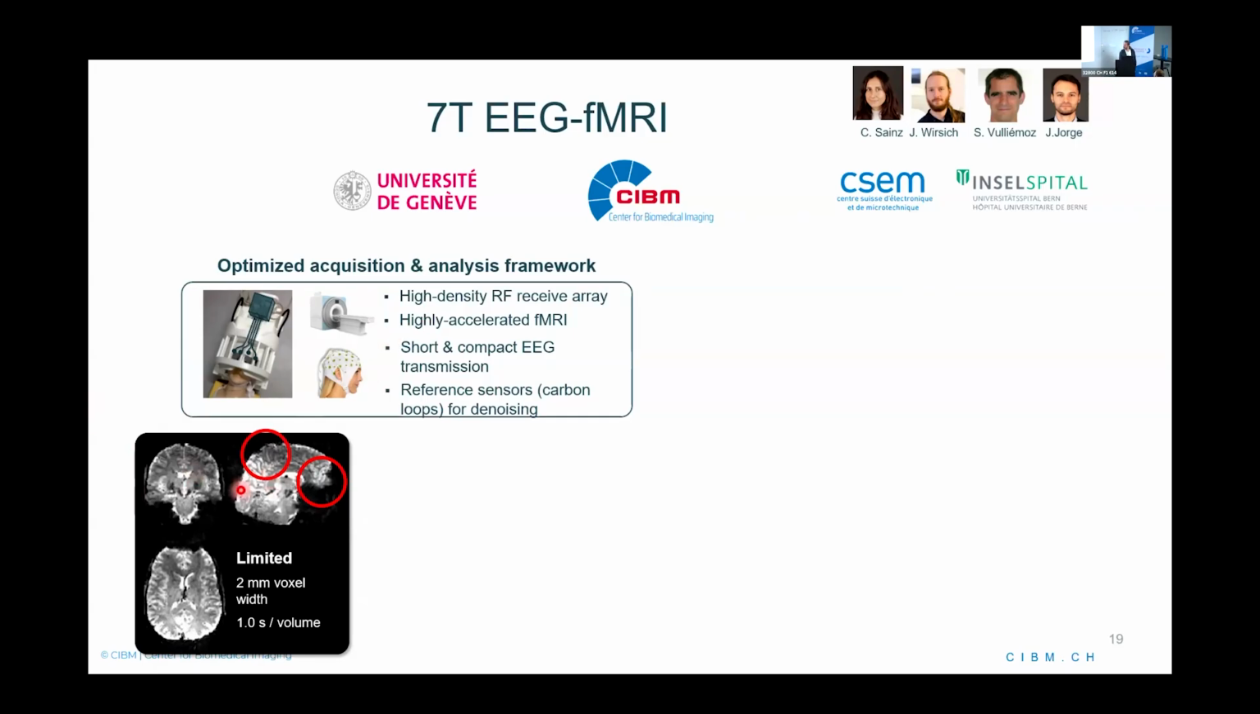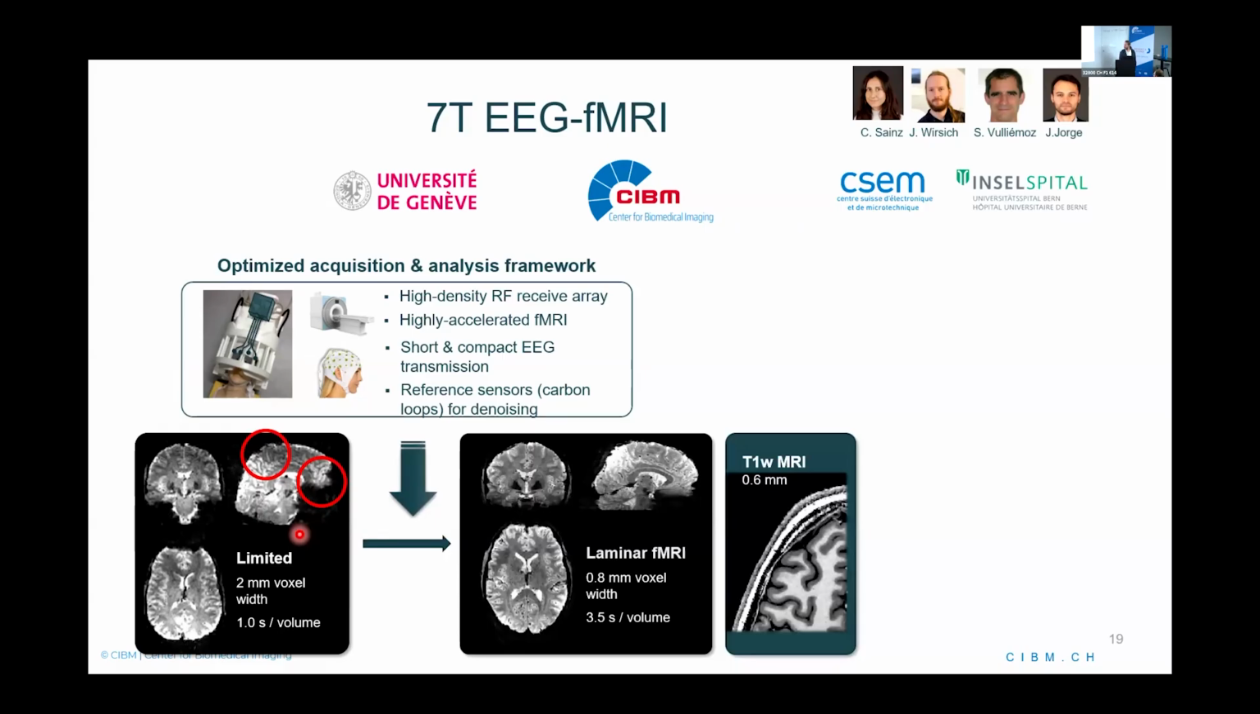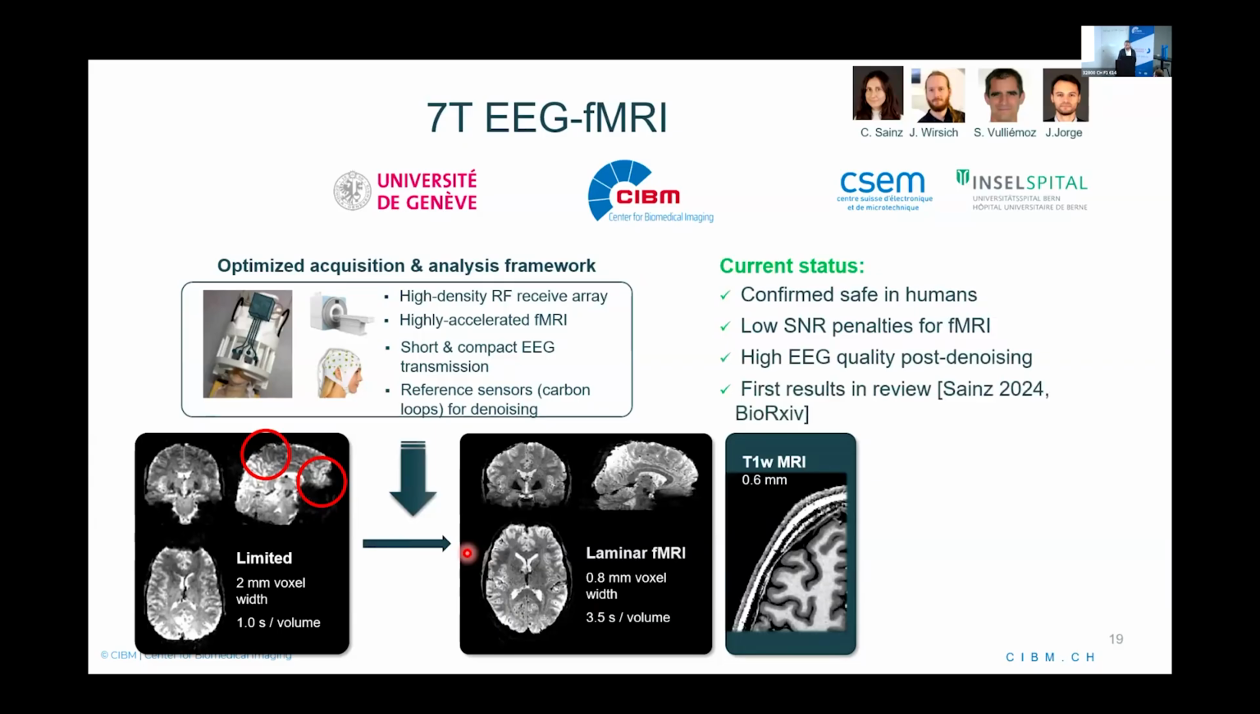This is some 7 Tesla data Schwal acquired before, which we also used in the paper that I showed before. What you can see here is that on the old 7 Tesla scanner here in Lausanne, the signal to noise quality was quite limited. So the idea was to push this a little bit further. Those are the recordings that he did in Bern. So really, we can go from this poor SNR picture to laminar fMRI while doing EEG simultaneously. And the status of this project for now is that it's confirmed to be safe.